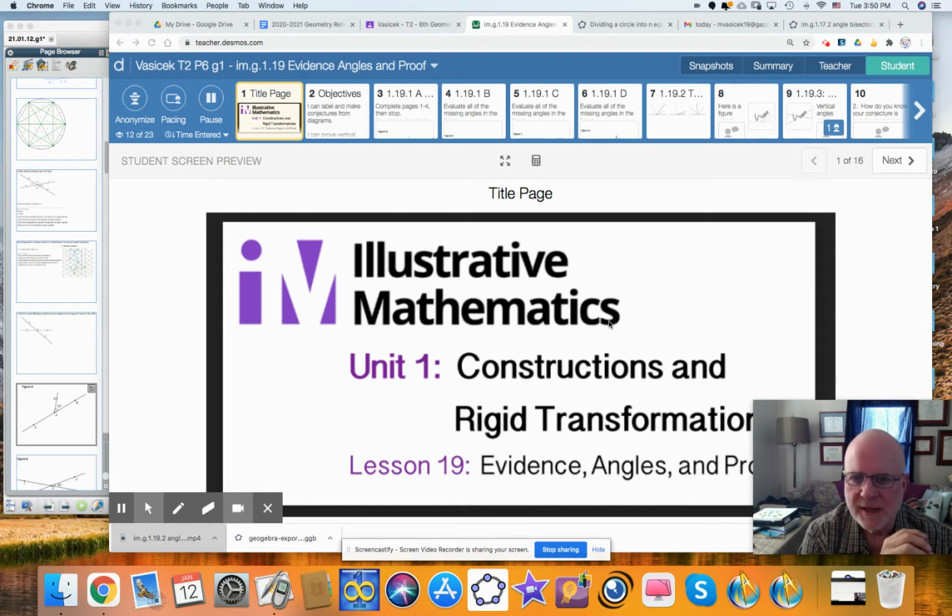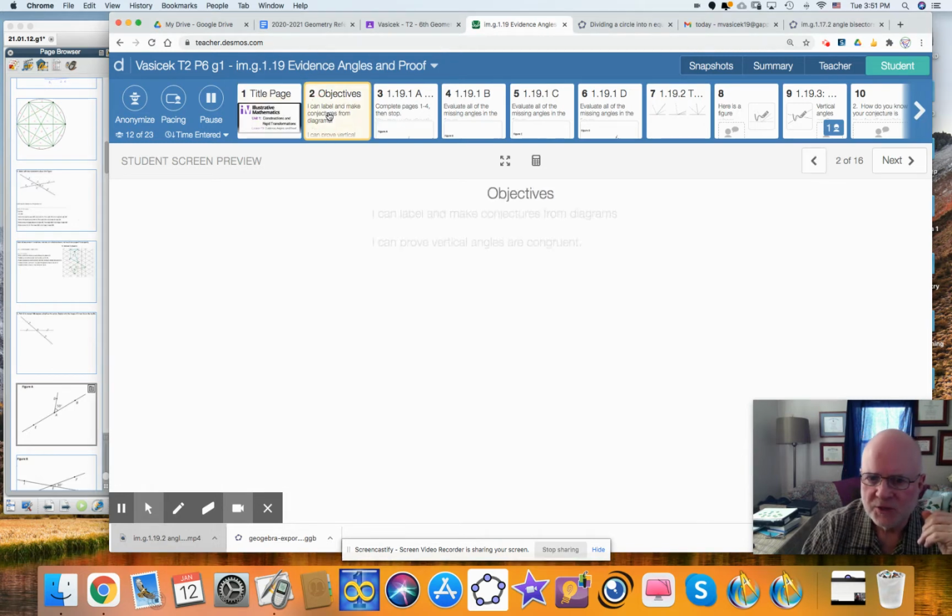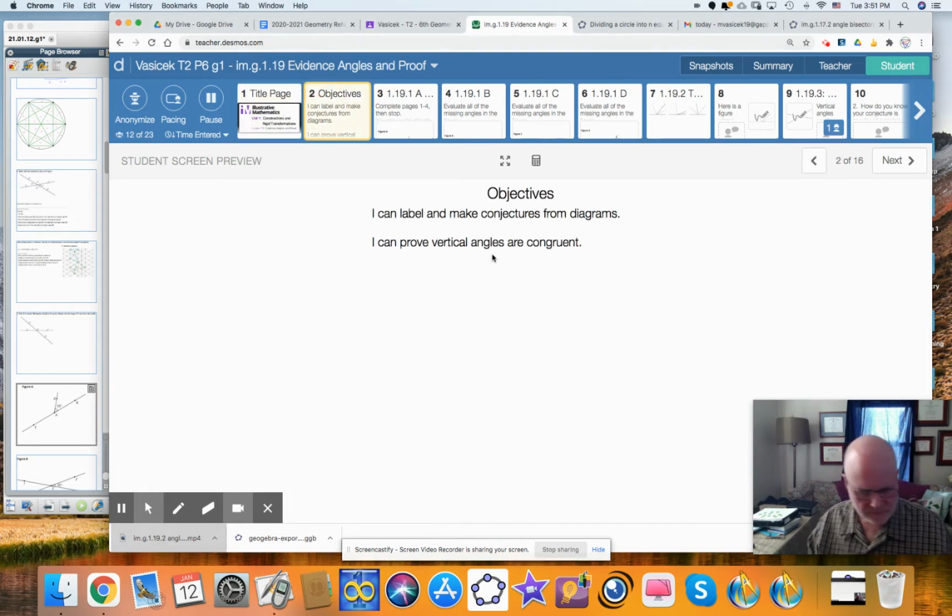on Lesson 19, Evidence, Angles, and Proof. And the objective, by the end of the class, you should be able to say, I can label and make conjectures from diagrams, and I can prove vertical angles are congruent. That's what our objective is today.